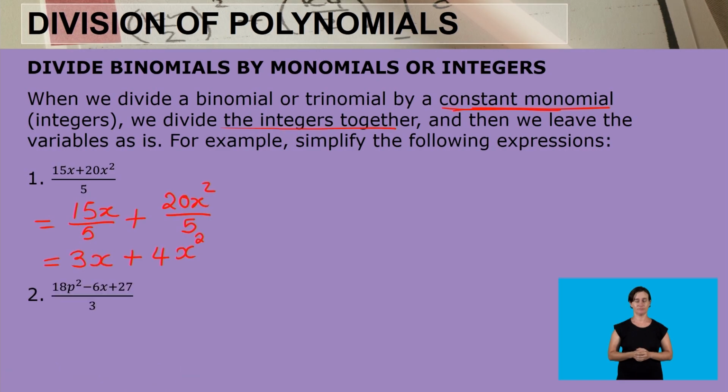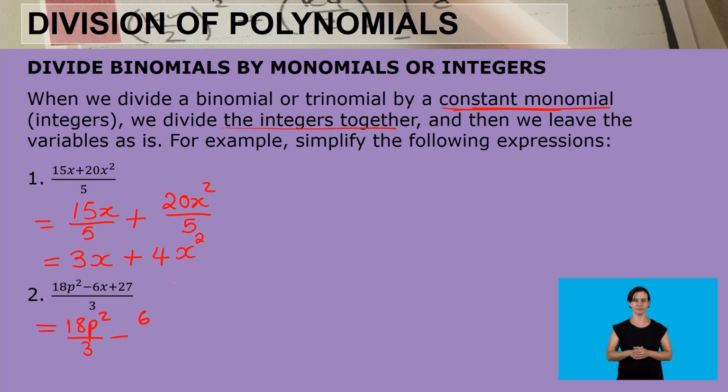Let's look at the second question here. Now we have been given a trinomial, and that trinomial is being divided by a constant monomial. So we have 18p squared minus 6x plus 27, and this is all divided by 3. So that trinomial there is being divided by 3. Remember, just like we did with the binomial, each of the terms of the trinomial must divide by 3.